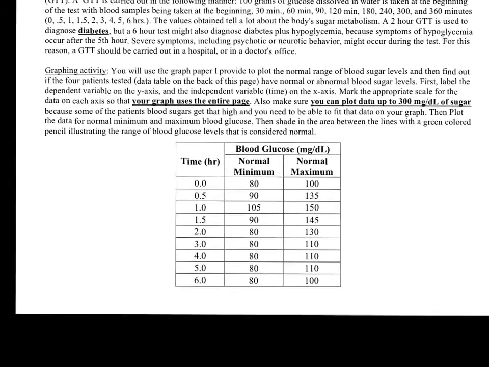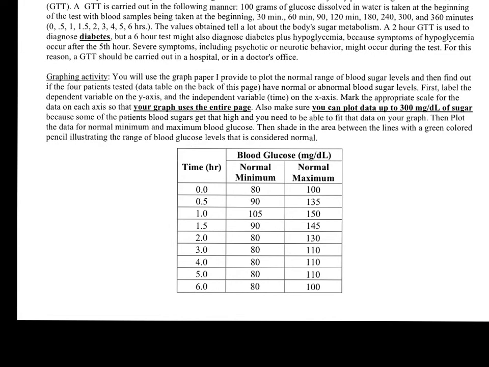For graphing, essentially the graph that you're going to make is going to start off with this. You're going to have time, and we always put time, of course, on the x-axis. You're going to put time on the x-axis from 0 to 6 hours. And you've got your normal minimum and normal maximum. And you're going to graph these as two green lines on a graph, sort of like the one that I've drawn over here, but obviously much nicer with the labels and all that.